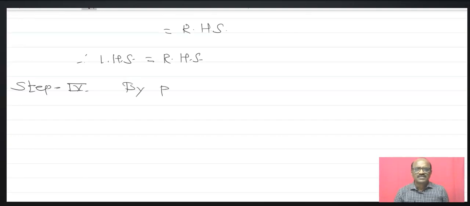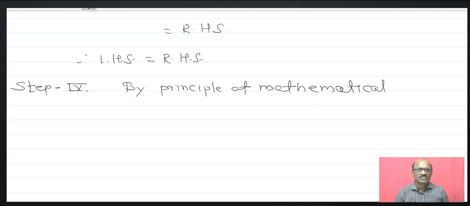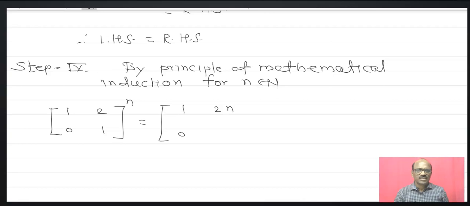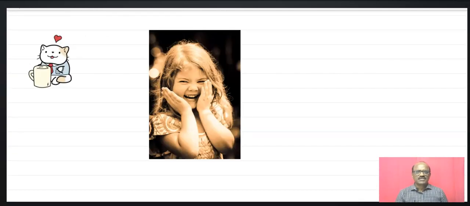And hence, that is the conclusion. By the principle of mathematical induction, for small n belonging to capital N, [1 2; 0 1] raised to n equals [1 2n; 0 1]. And in this way, we have completed the first exercise for the mathematical induction.